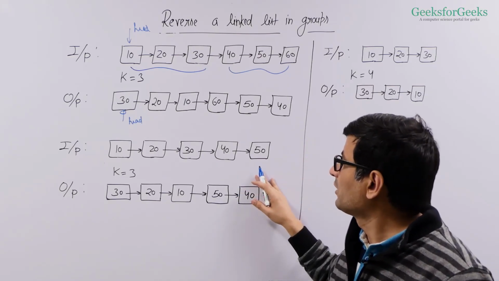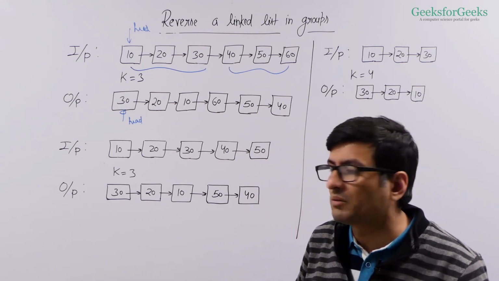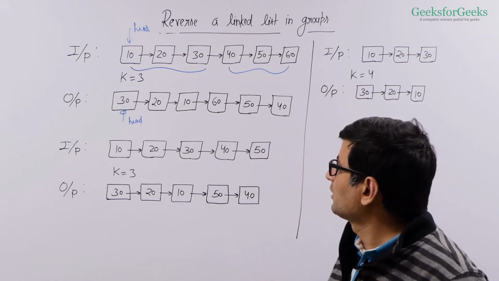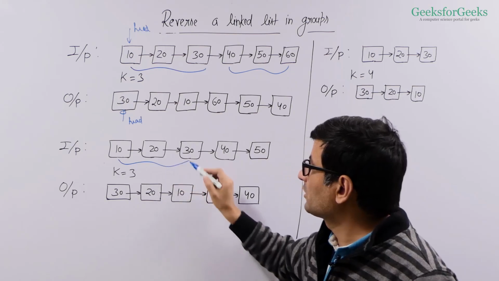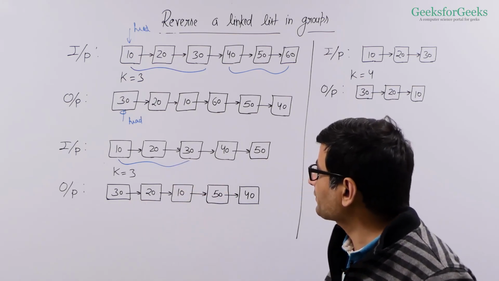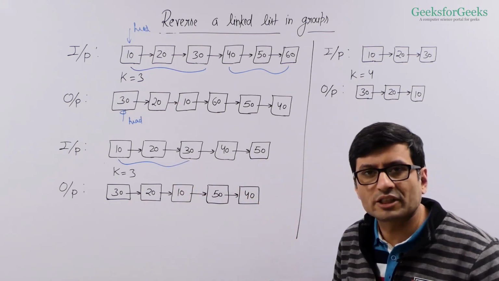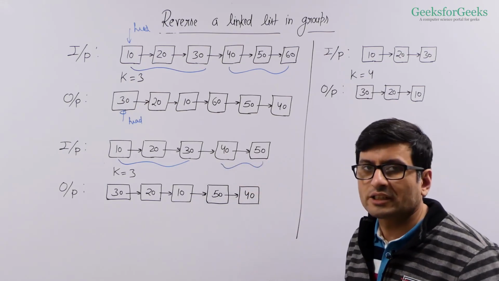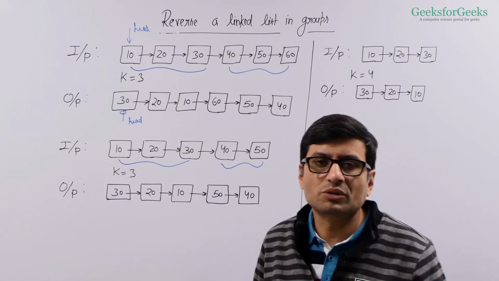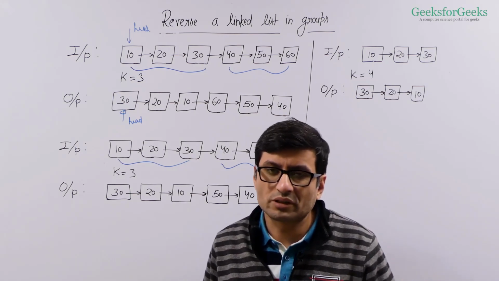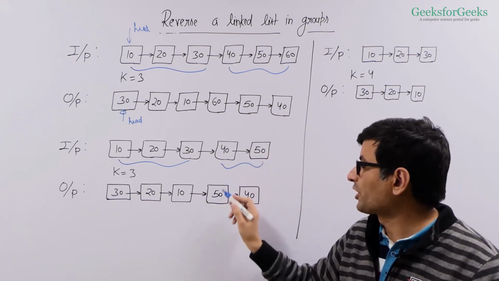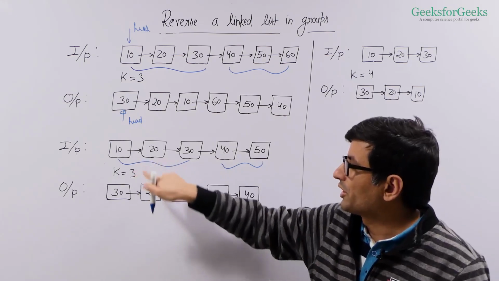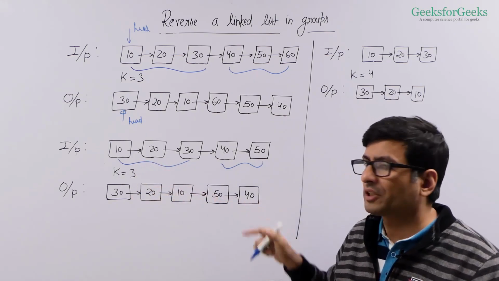Let's see this example. Here again we have k equal to 3, but the linked list has one node less. So we first reverse these 3 nodes. We get 30, 20, 10. Now we have 2 nodes less than k. So we reverse these 2 nodes also. So if there are less than k nodes left at the end, we simply need to reverse the remaining nodes. So we get 50, 40 at the end. So 30, 20, 10 and then 50, 40.